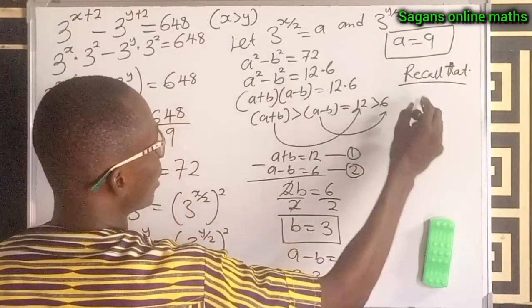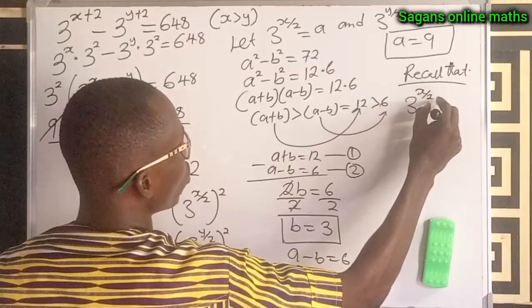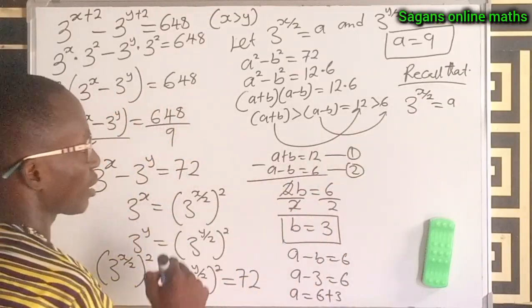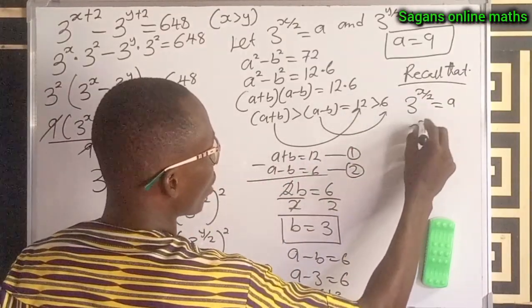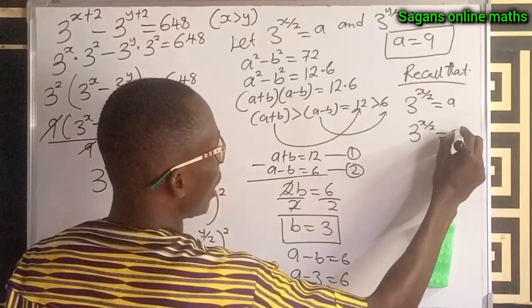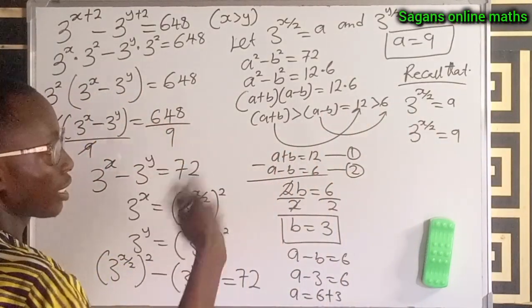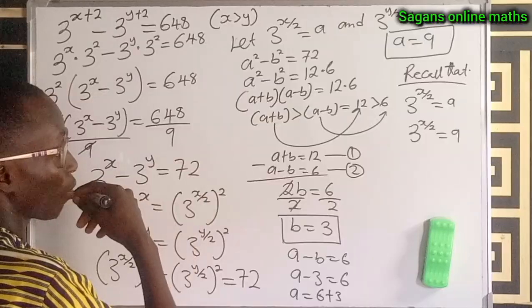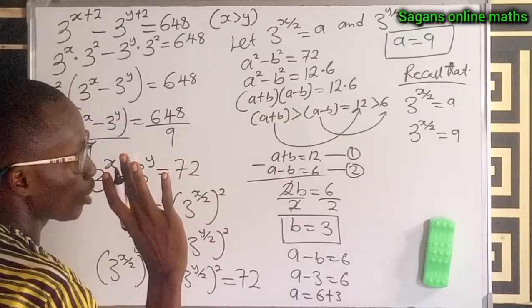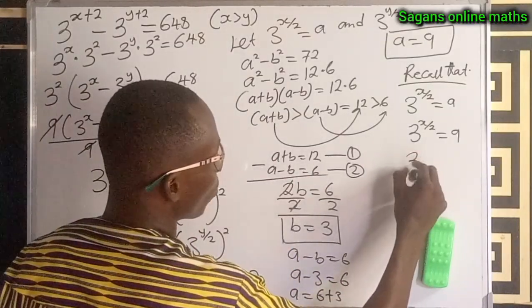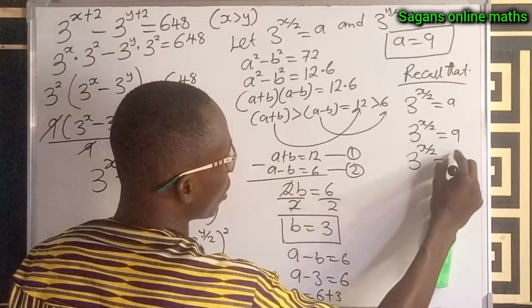from here, 3 to the power of x divided by 2 is equal to a. And our a is 9. So it means that 3 to the power of x divided by 2 is equal to 9. Let's put 9 in index form. But if you don't want to put 9 in index form, you can take the natural logarithm of both sides, or log of both sides. But to make everything very simple, we can put 9 as 3 squared, so 3 to the power of x divided by 2 is equal to 3 to the power of 2.